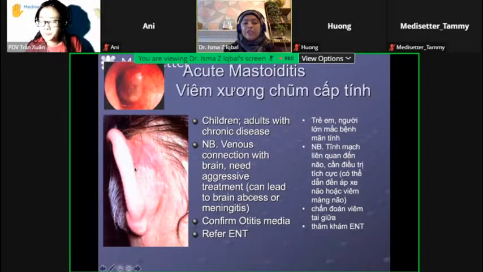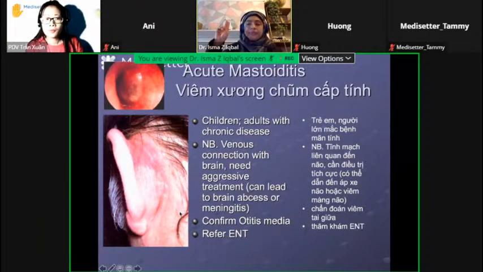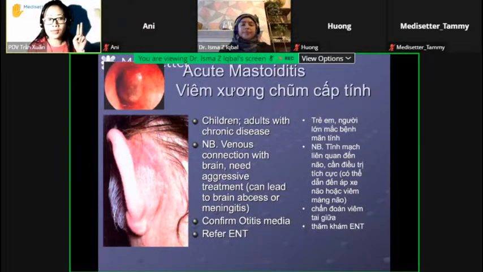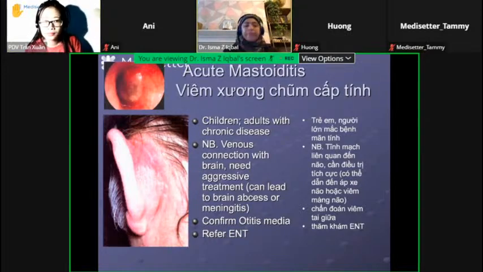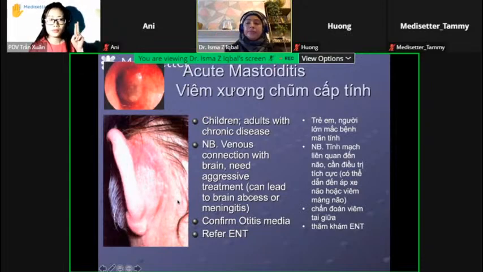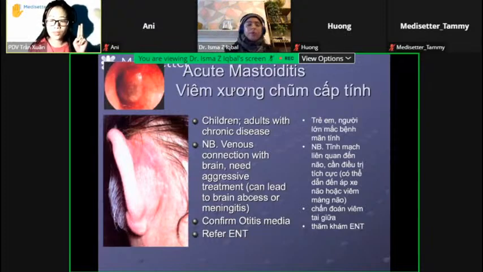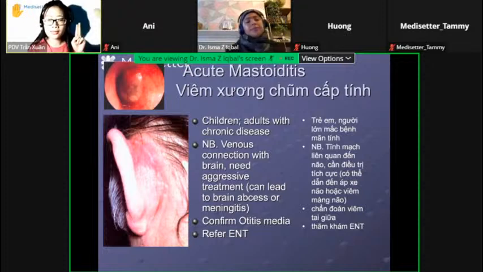This can spread to the mastoid bone and cause swelling behind the ear and push the ear forward. Và tình trạng này có thể dẫn đến viêm xương chũm cấp tính và làm cho vị trí ở sau tai sưng phồng, đẩy tai ra trước. So in this case, it's important to give this patient intravenous antibiotics and to organize a CT scan of the petrous temporal bones. Và đây là một tình trạng rất nghiêm trọng và chúng ta cần phải cho bệnh nhân sử dụng kháng sinh đường truyền và sử dụng CT để đánh giá tổn thương.